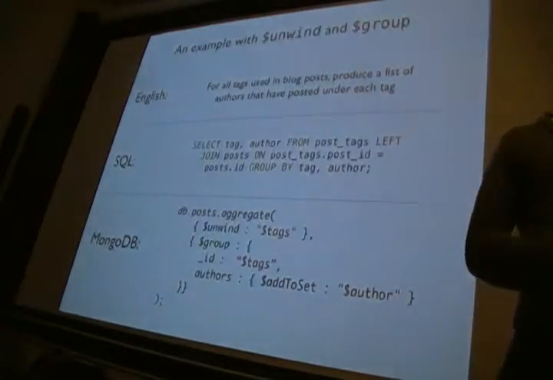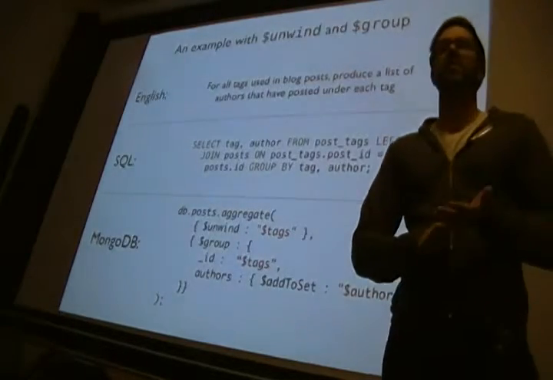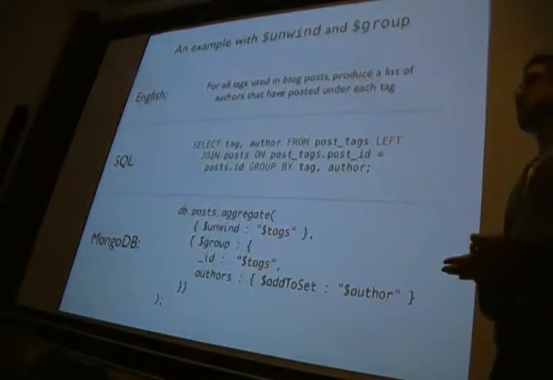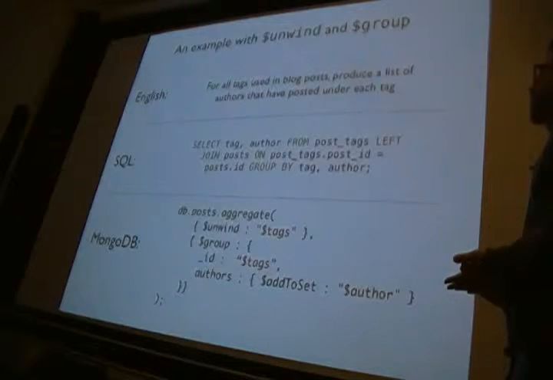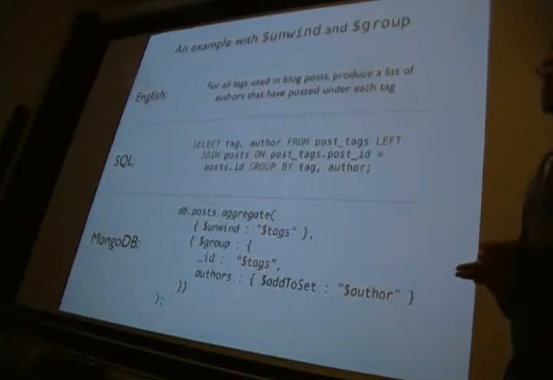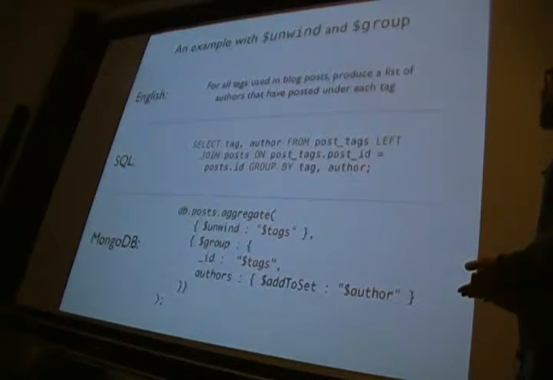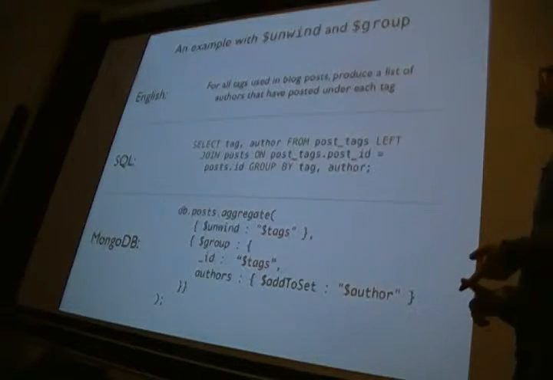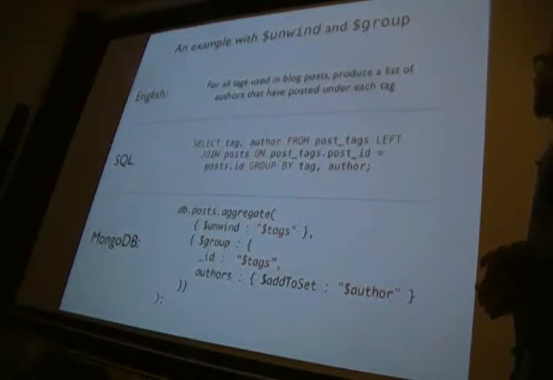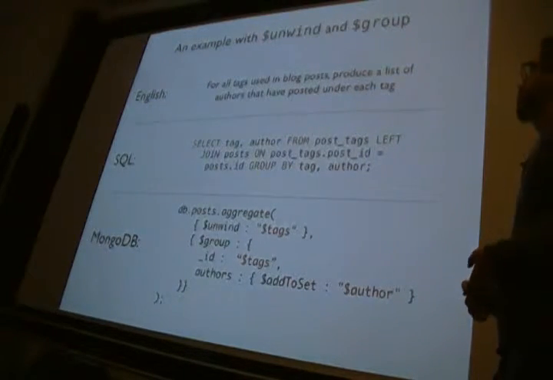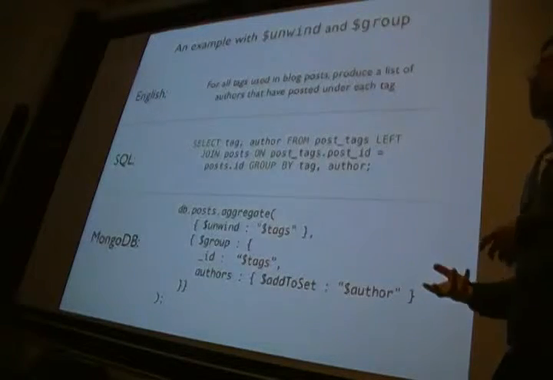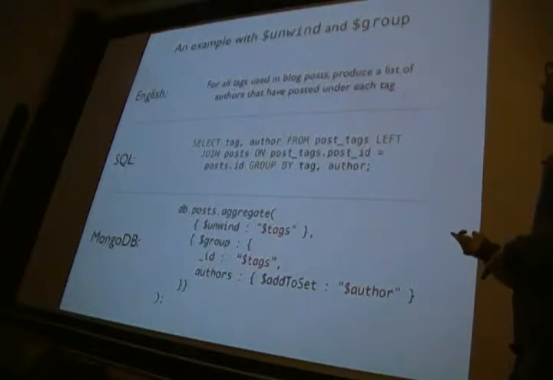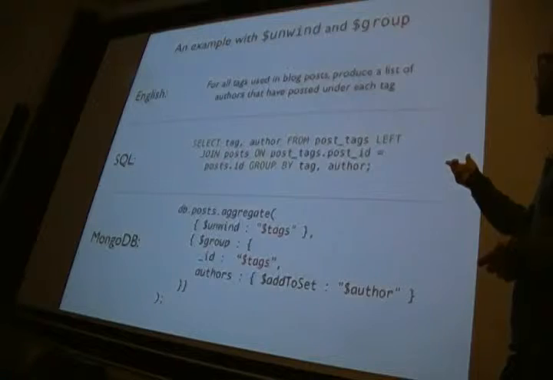So another example that uses unwind. Let's say you had a structure where you had a table that consists of blog posts, and each blog post has an author. They have tags. So if you wanted to find a list of authors that have written some post under each tag, you could do something like this. So the SQL query looks something like this.